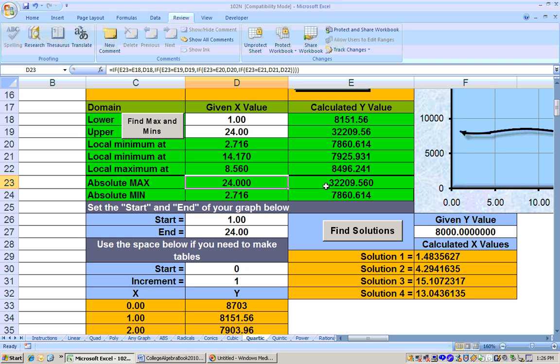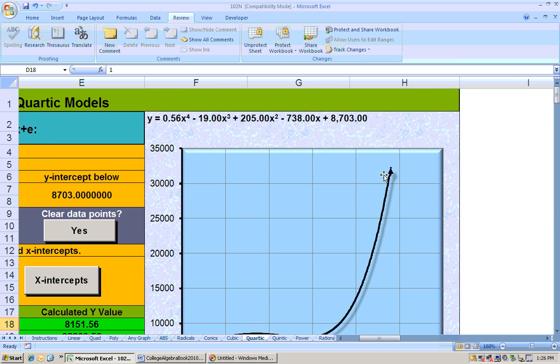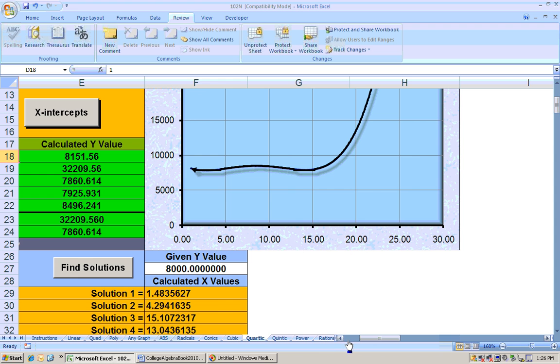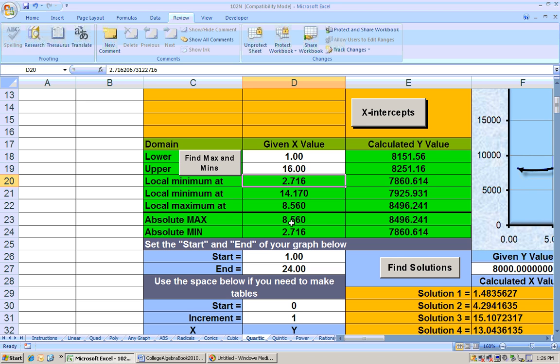Now part D says same problem as the previous problem, but change the domain to be 1 to 16. If we change it from 1 to 16, here I'll show you this graph before I change it. With 1 to 24, see the graph is done doing all of its little mins and maxes, and now it's just going to go up from here out. So that's why the endpoint was the highest. But if we go 1 to 16, and we're looking for the maximum, it's at year 8.56, and this is the value.